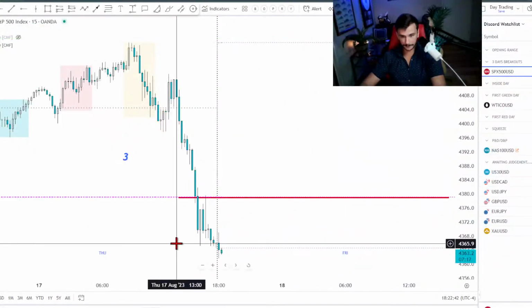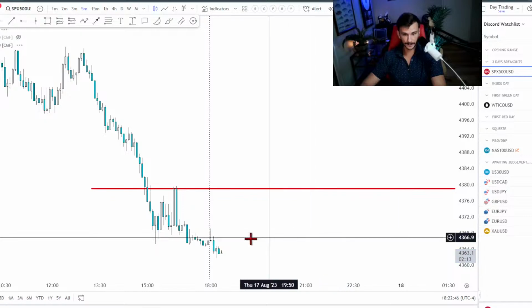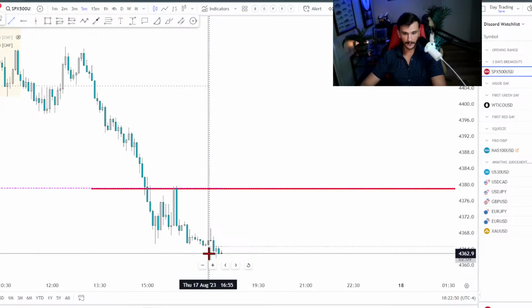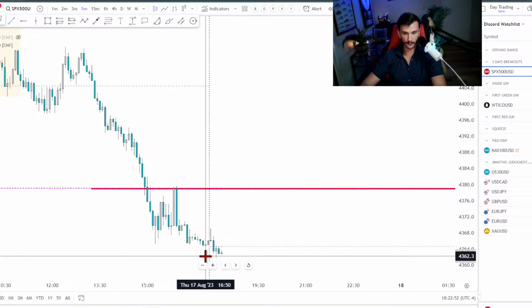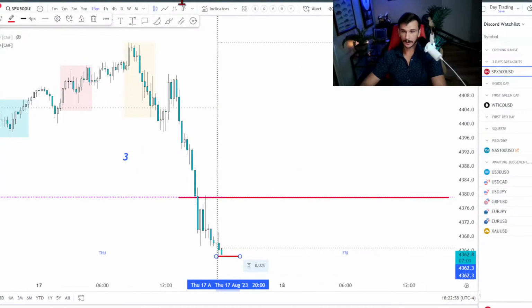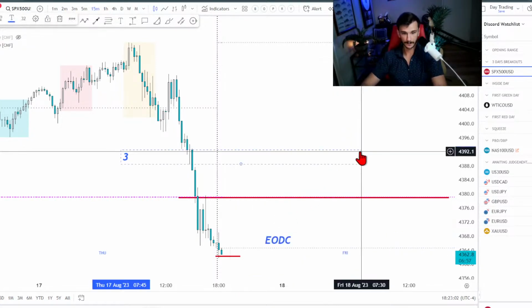Now, let me zoom in. I don't really see much structure to go off of, and I don't usually do this, but we have a low, a high, a lower low. So whenever I don't really have any sort of reference whatsoever on what to go off of, I'm going to throw this up there. And I'm going to go back to the 15 because that's where I belong. And I'm going to go to EODC like this.